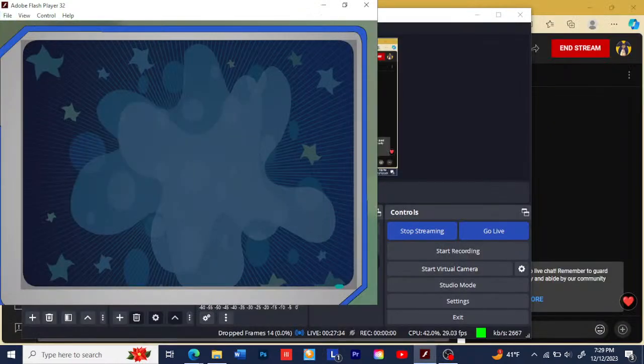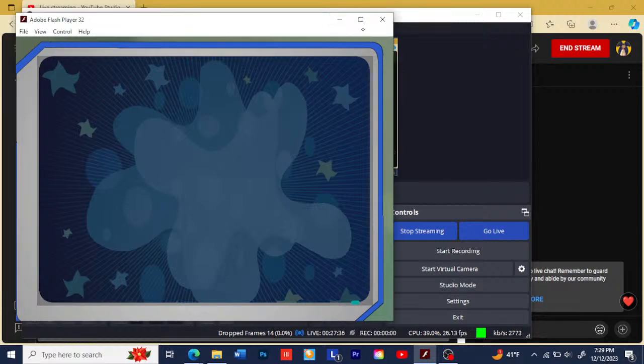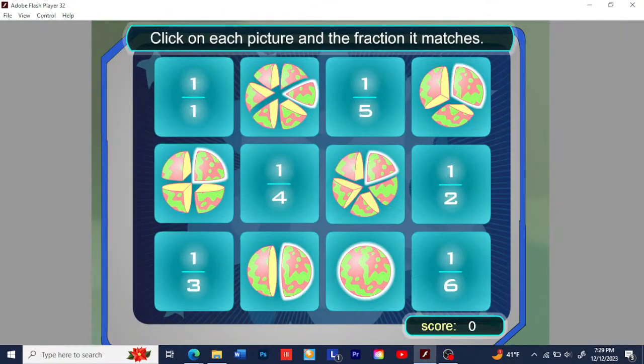Are you ready for a challenge on your own? See if you can match the fraction and the number. If you can, there's a hidden picture underneath.